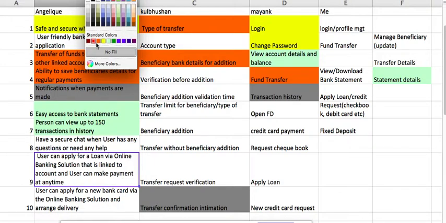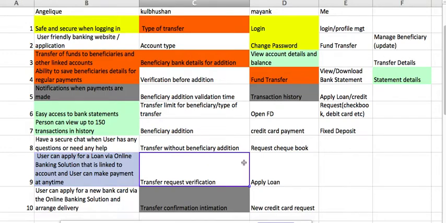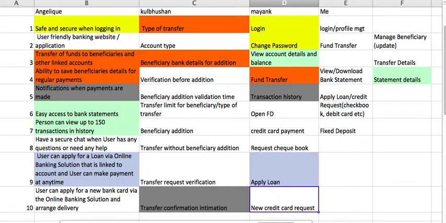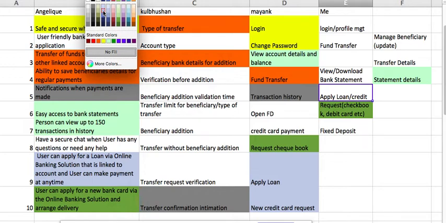So I'm going to give a little bit of blue color here. It's too bright. This is your blue color. You have mentioned here apply loan. Okay, so new credit card also goes under this one. Request checkbook you mentioned, so we can put checkbook into a different category, and here also debit card. Okay, so this is what we have added here. So login, you said checkbook and debit card is here. Apply loan is a slightly blue color here.